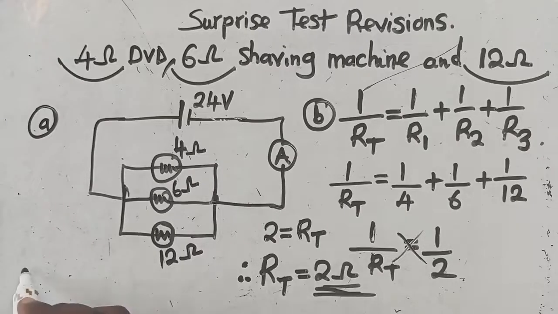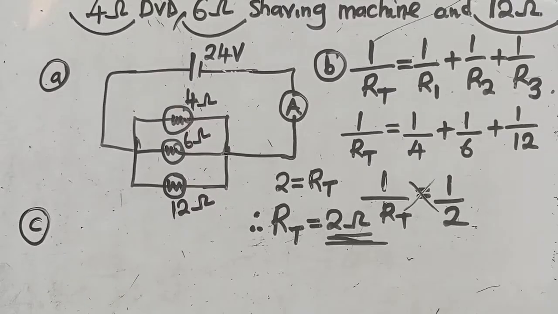We now move to part C. Part C is a beautiful question. The question is saying, calculate the current in each appliance. So we are told to calculate now the current in each appliance. How can we now calculate the current in each appliance?